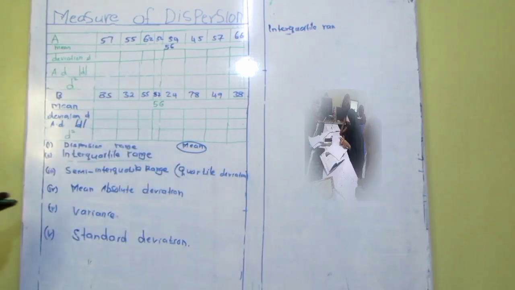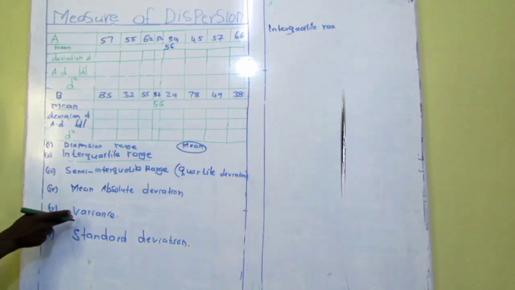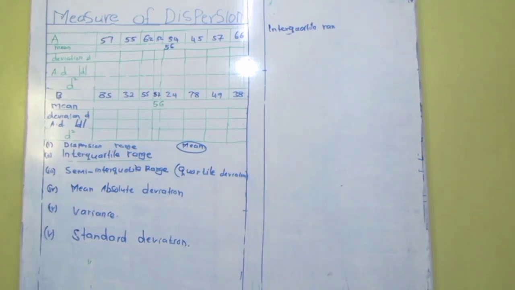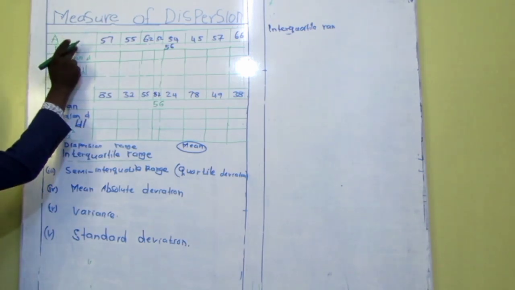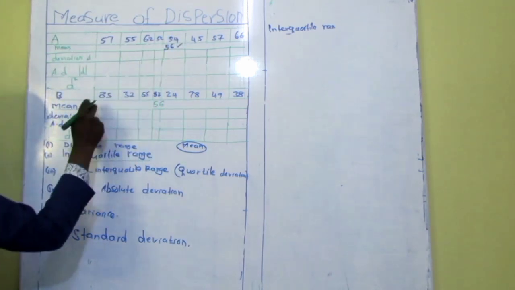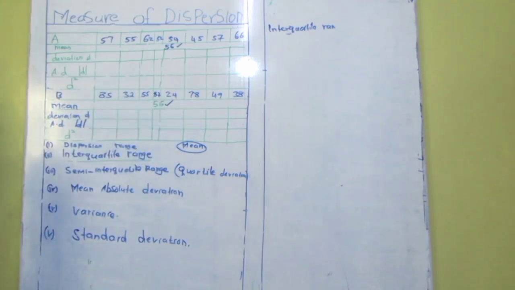Then we're going to discuss what we call mean absolute deviation. We're going to discuss Lawman 4, variance. Then we're going to discuss lastly what we call standard deviation. Are you together? Now, what is the mean of this data? What is the mean of A? 56. Yes, the mean is 56. And what is the mean of B? 56. Both cases, the mean is 56.